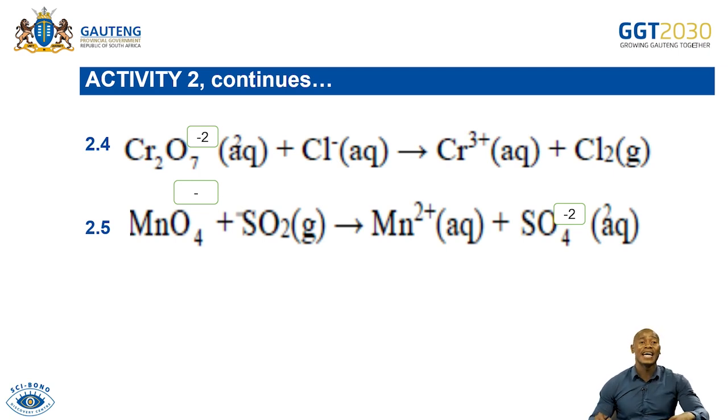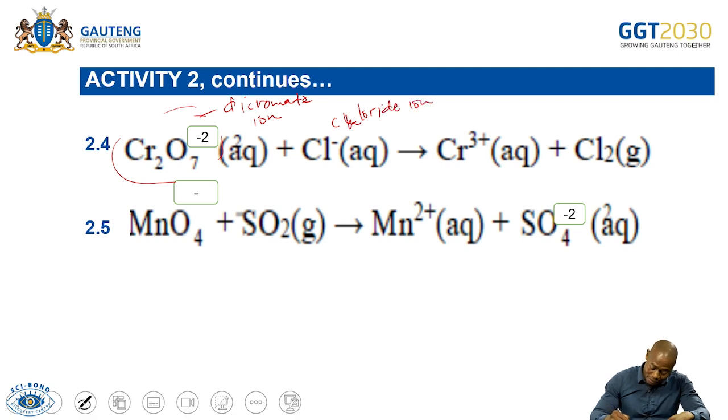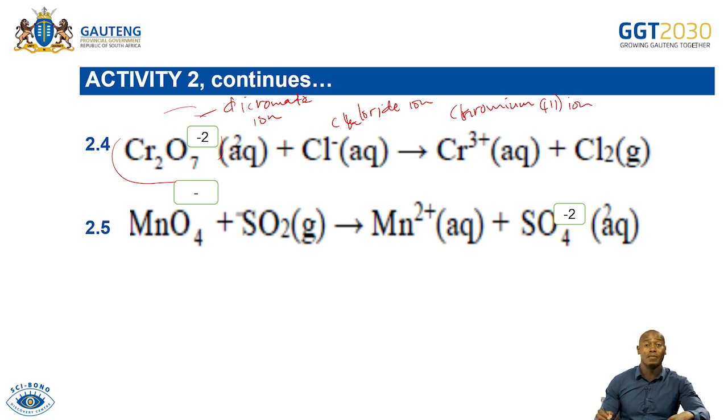Right, so we are having a dichromate ion. So this is a dichromate ion. This is chloride ion. These are ions. You can see there's a charge there. This is chromium. Chromium 3 ion, because we have chromium 2. So you can't just say chromium ion. You will see when it comes to the table of standard reduction potentials, we have chromium 2, you have chromium 3.